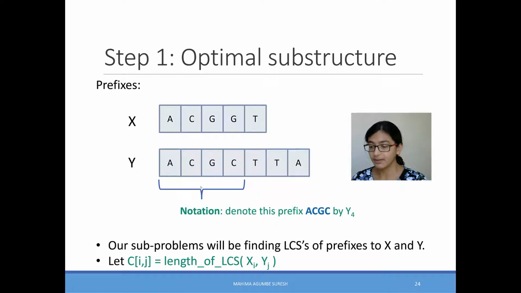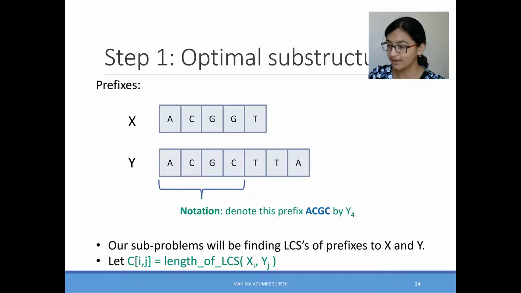Our sub-problems will be to find the longest common subsequence, or the length of the longest common subsequence, for any prefix xi and yj based on some smaller subproblem. And the way we would capture that information is by putting it into a 2-dimensional array C, indexed by i and j, which is the length of the prefix that we are looking at. Let me give you some examples so that you know what xi and yj we are talking about.